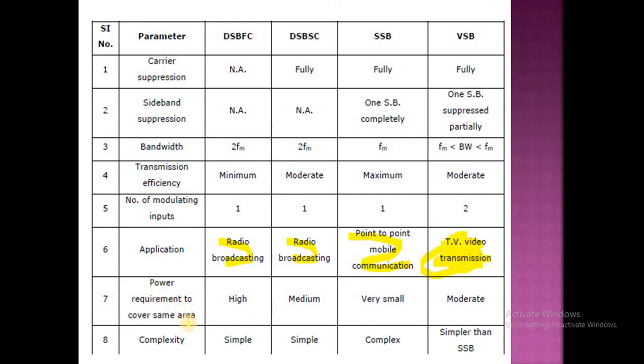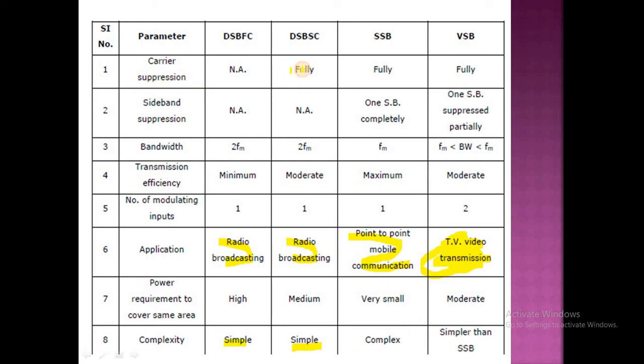Power requirement to cover the same area is, in case of a DSB-FC, very high. In case of a DSB-SC it is medium. In case of a SSB, it is very small. In case of a VSB, it is moderate. Complexity involved in case of a DSB is very simple. In DSB-SC, it is simple, and SSB is complex. VSB is simpler than the SSB.